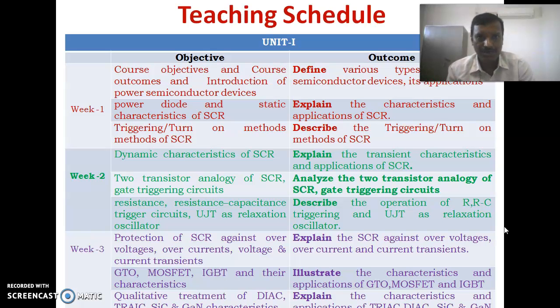So this is the teaching schedule for unit 1. Each unit is divided into 9 sessions or 9 lectures. Each session is 1 hour. For each session there is an objective, followed by the outcome. Like that, I can split each unit into 9 sessions.